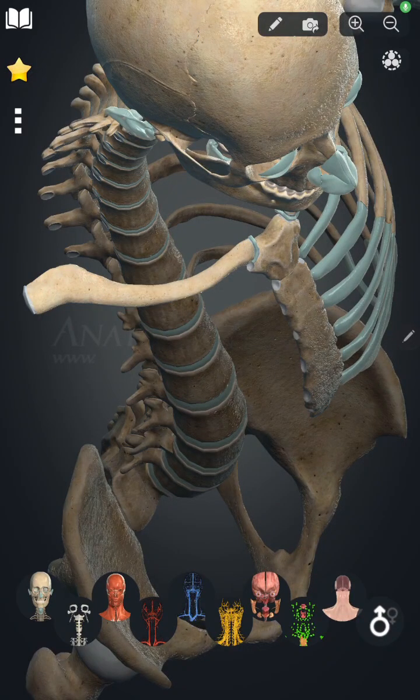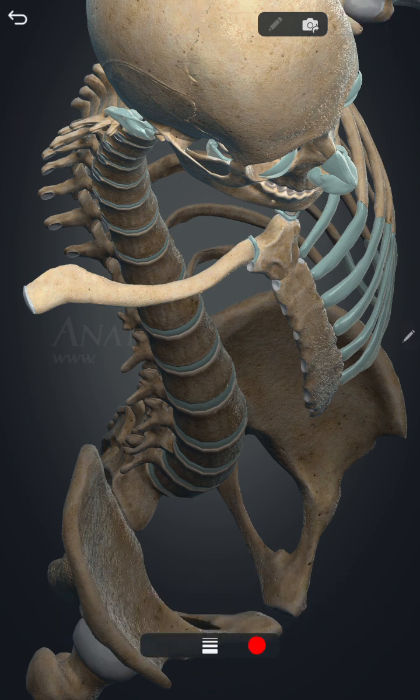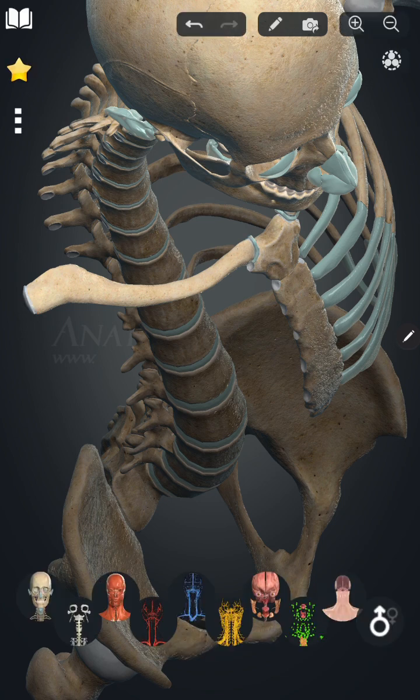Hello friends, today we'll see the features and attachments of the clavicle. The clavicle is a modified long bone. It has two ends, the sternal end and the acromial end. The sternal end forms the sternoclavicular joint, which is a saddle synovial joint, while the acromial end forms the plane synovial joint. So it has two ends, the sternal end and the acromial end, and a shaft.